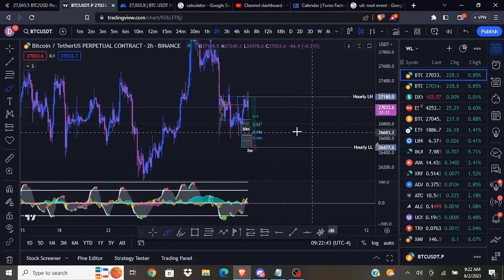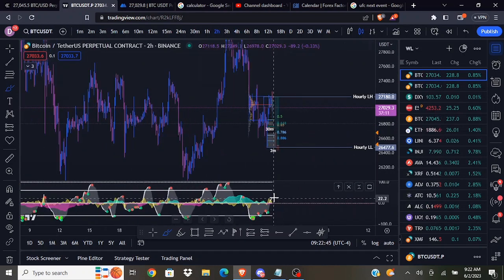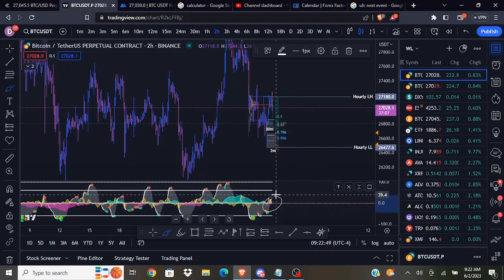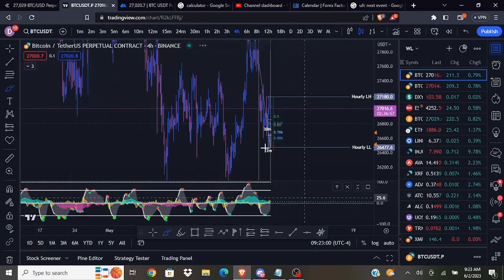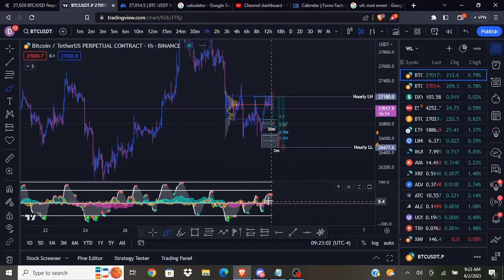Not really convincing either way on Market Cipher. The 2 hour does look a little bearish, money flow bleeding out, and it looks like we might get a tight trigger wave here to the downside, which could be kind of bearish, especially with the money flow bleeding out. So that's something to pay attention to.